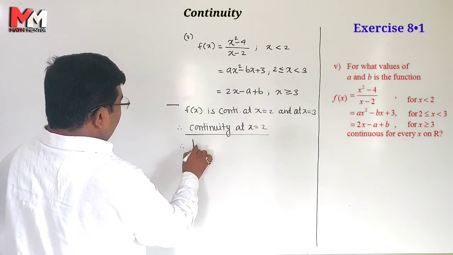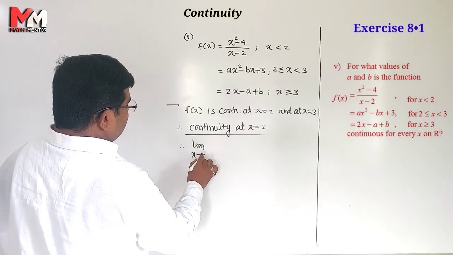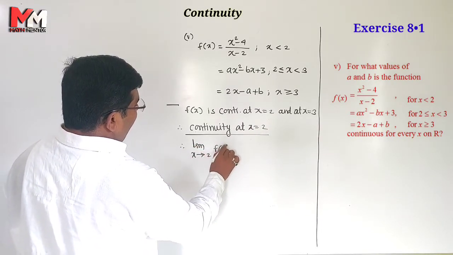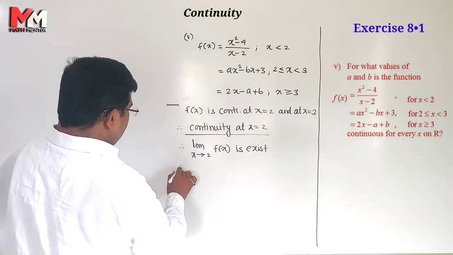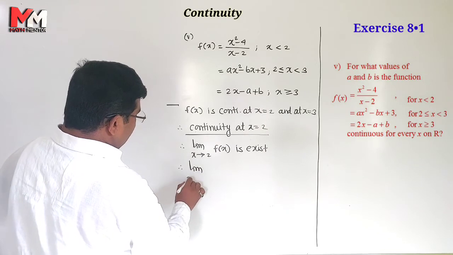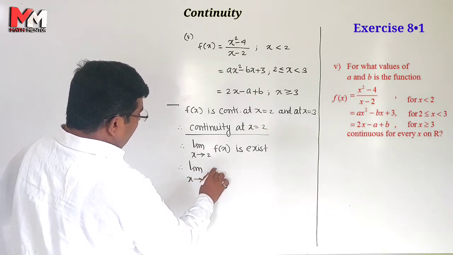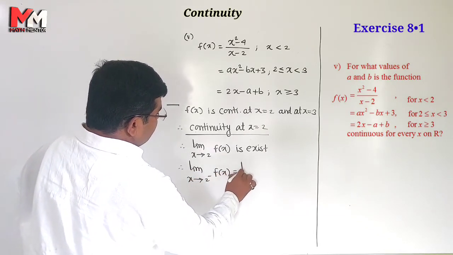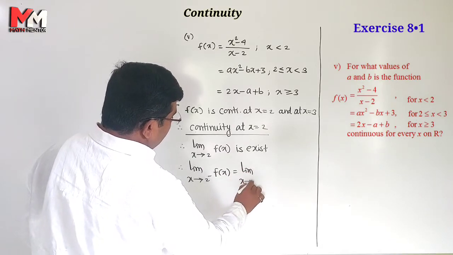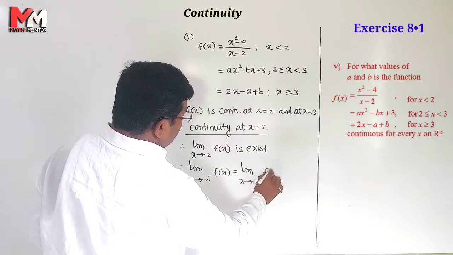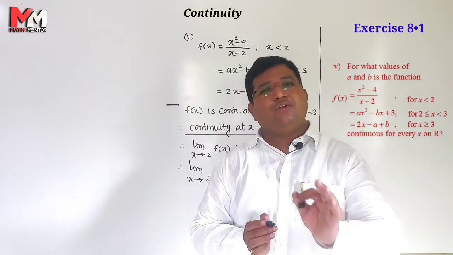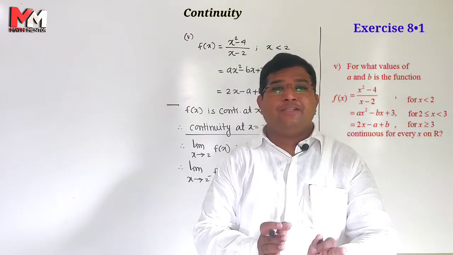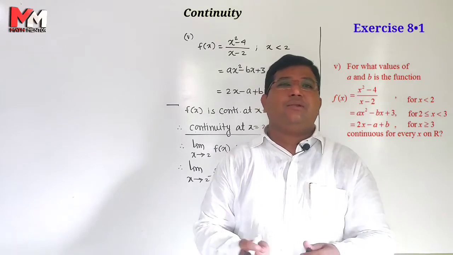So therefore limit x tends to 2 of f of x exists. Same procedure. So therefore limit x tends to 2 minus f of x is equal to limit x tends to 2 plus f of x. Limit exists means what? Left hand limit is equal to right hand limit. If left hand limit is not equal to right hand limit, then we say that limit does not exist.